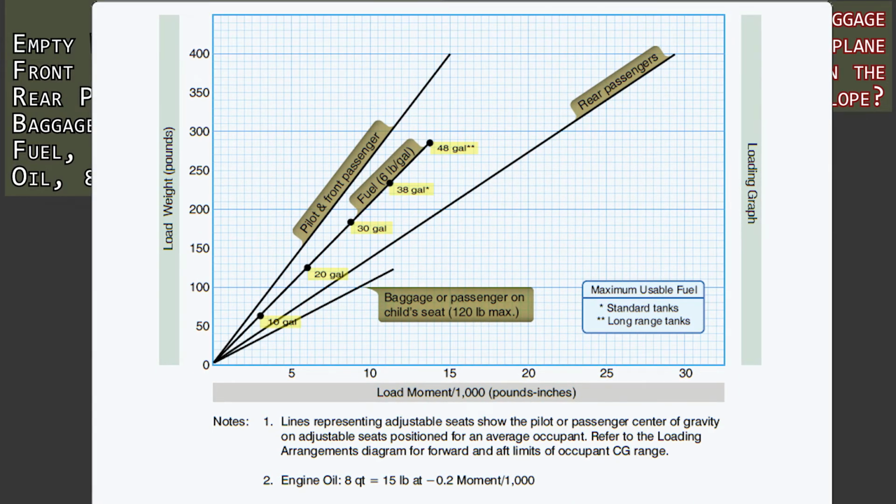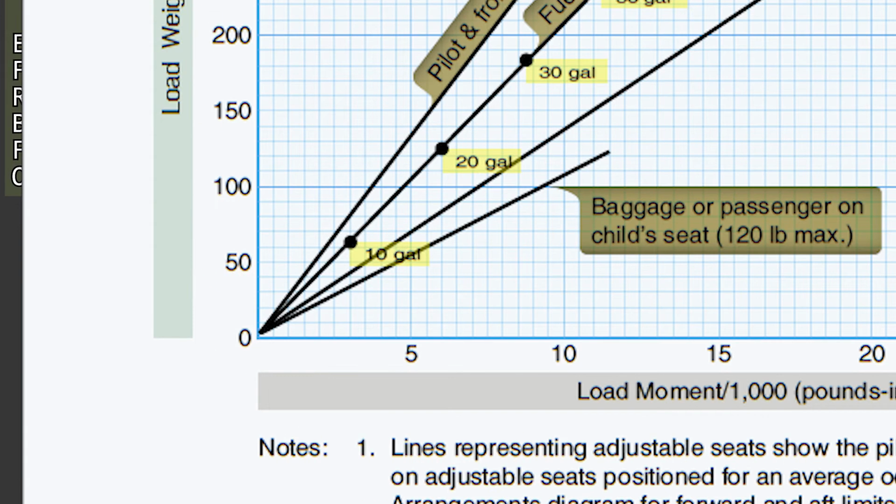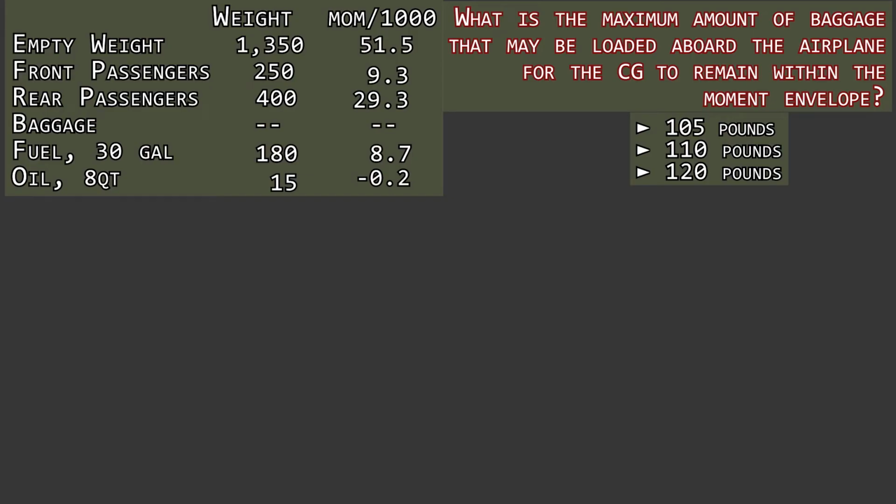One thing to be aware of is the scale on these charts. If you look at this load weight versus the load moment, you can see that it goes up by 10 on the left hand side, but on the bottom it goes by half, 0.5 for each line. So be careful when you look at all those. So now the total weight, if we add everything up, is 2195, and then the moment over 1000 is 98.6.